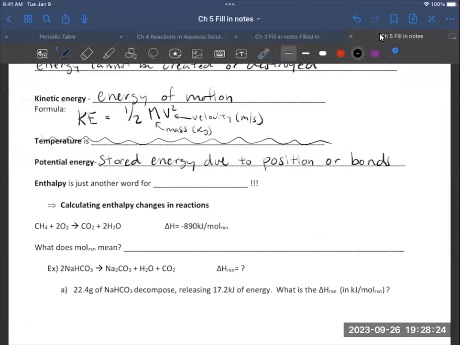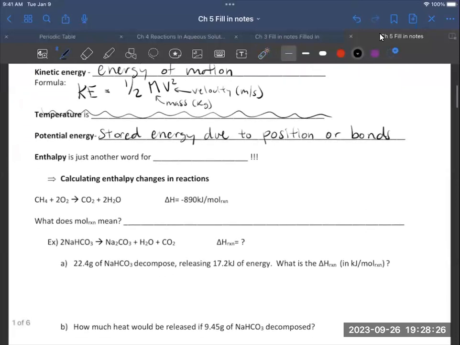Okay. Another term that you're going to see in this chapter a lot is enthalpy. Enthalpy, for the sake of AP chemistry, is just another word for heat. Some questions might ask, what's the change in enthalpy of a certain reaction? If it's asking for change in enthalpy, it's looking for delta H, which is your change in heat. And another thing that also means heat is Q.